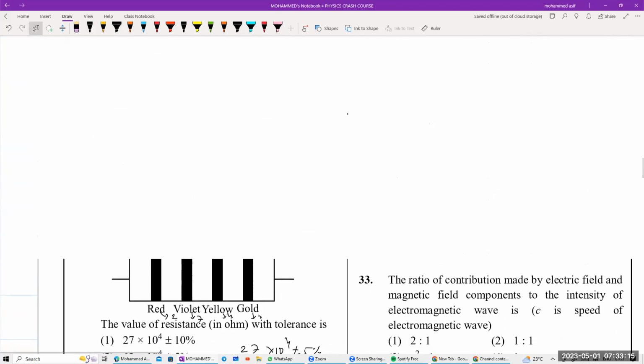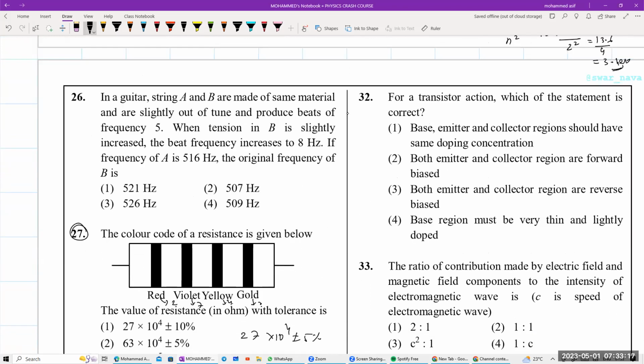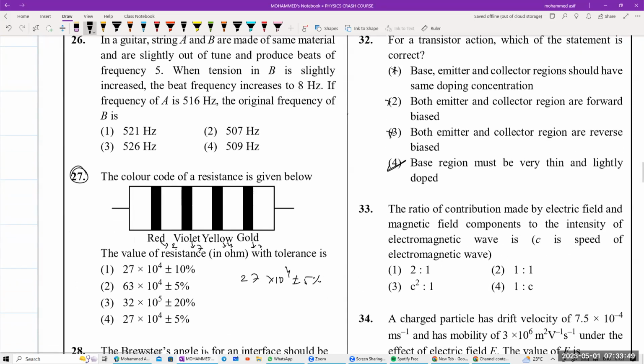32. For a transistor action, which of this statement is correct is asking better. Base emitter and collector region should have the same doping. ये तो नहीं हो सकता. Both emitter and collector region are forward biased, ये भी नहीं हो सकता. Both emitter and collector region are reverse biased, ये भी नहीं हो सकता. Base region must be very thin and lightly doped. हाँ, this can be possible. क्योंकि collector should be reverse biased and emitter or base should be forward biased. चलिए. The ratio of the contribution of the electric field, ये तो उसका है electromagnetic waves का.